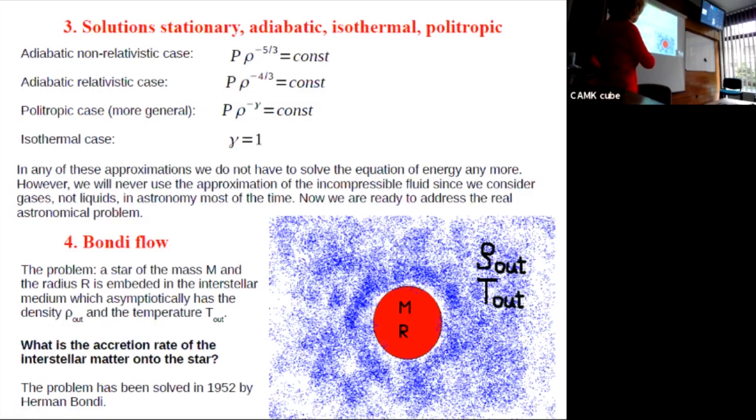Okay, so we are now a bit better prepared to solve this problem, which Bondi started and actually solved in 1952, so quite a long time ago. And we will use this polytropic case. So again, we have this infinite medium with asymptotic value of the density and temperature, and inside we have a star of a mass m and radius r.